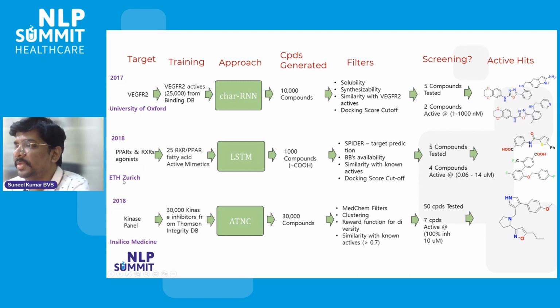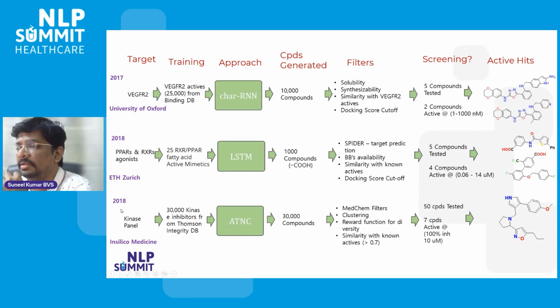Similarly, the next one is from ETH Zurich. They used LSTM-based approaches to design a PPAR RXR agonist, and they designed 1,000 compounds with a start tag, and they applied similarity and building block availability as a cutoff. From this 1,000, they shortlisted and synthesized 5 compounds that matched all these filters, and they screened them for biological activity. Out of 5, 4 are active, ranging from nanomolar to micromolar, and these are some of the best compounds.